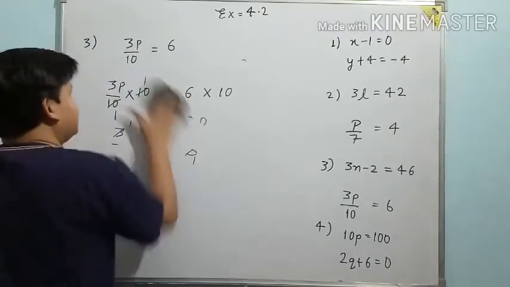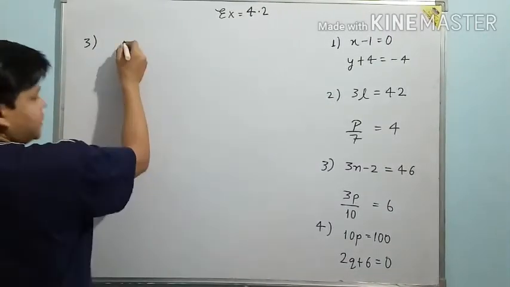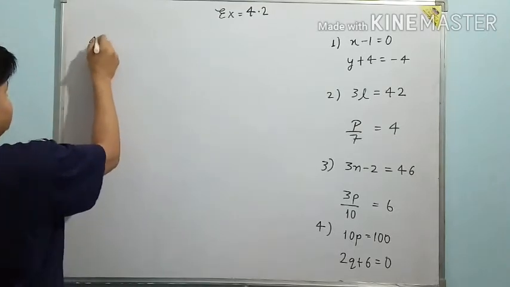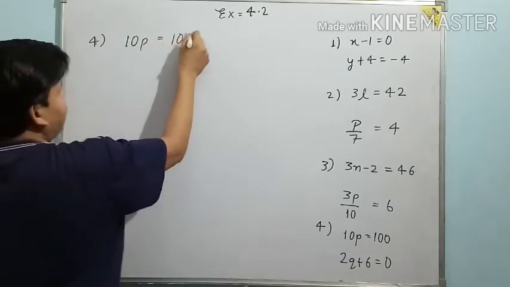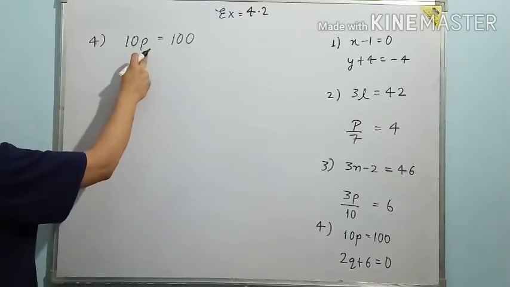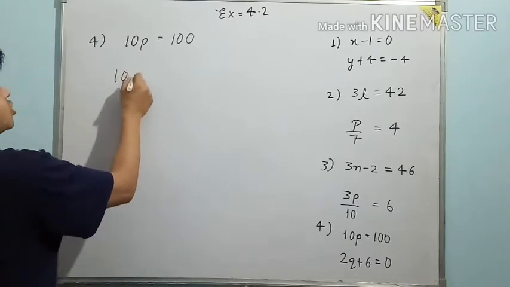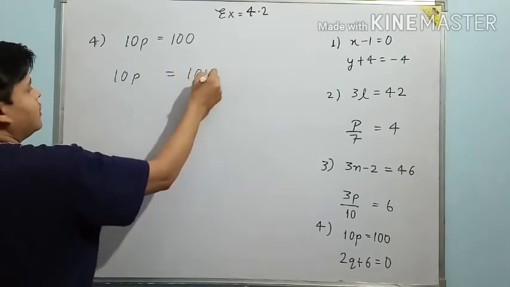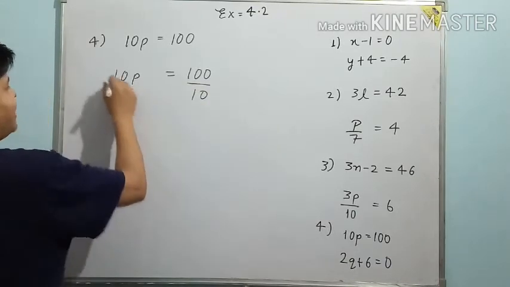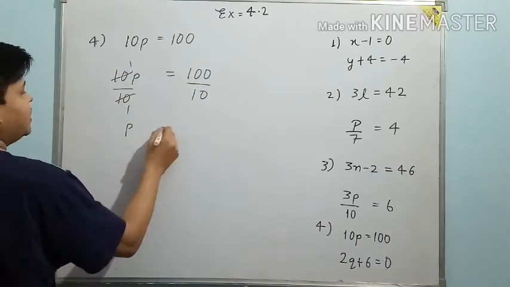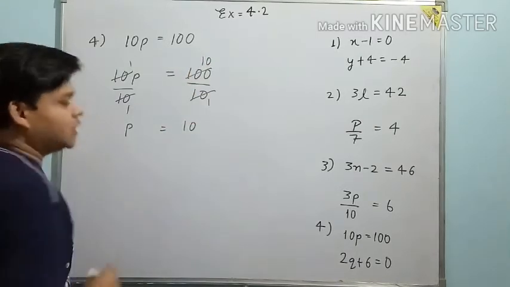Now next is question number 4. This is similar to question number 3. Question 4 is 10p is equal to 100. As you can see, 10 is multiplied with p, so we will divide by 10. First of all write it as it is. Now divide by 10, divide by 10. So 10 one time, 10 one time, here is left p, and here 10 one time, 10 times. So p is equal to 10.